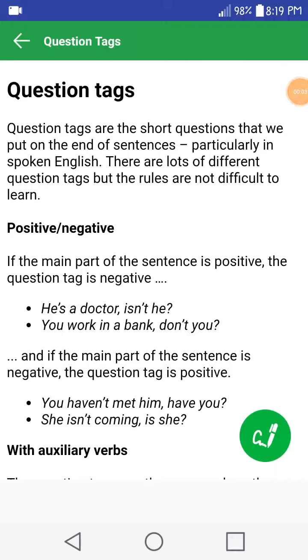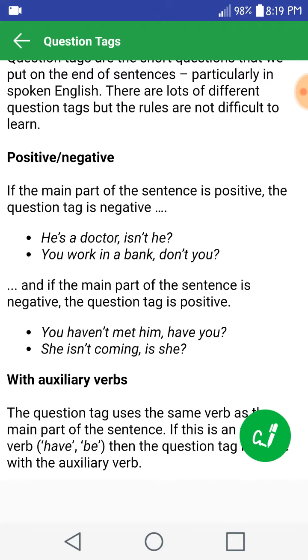Again, today we have a grammar lesson. So, what is that? Our today's lesson is question tags. So, let's take a start. Question tags are the short questions that we put on the end of sentences, particularly in spoken English. There are lots of different question tags, but the rules are not difficult to learn.